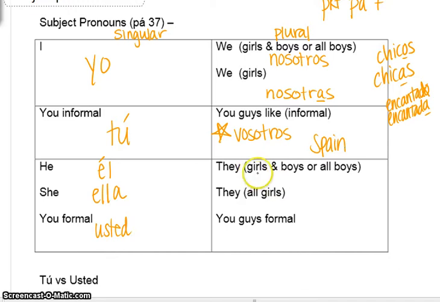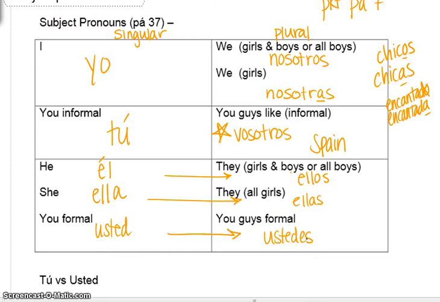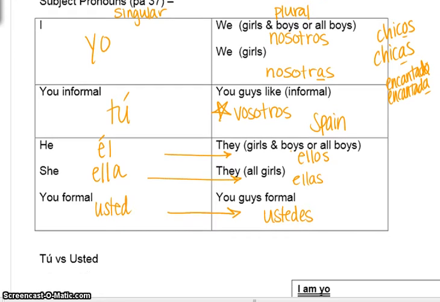They, if it's girls and boys or all boys, is ellos, and it kind of looks like él, but we made it plural. If it's all girls, we're going to use ellas, add an S. And if it's you guys, it's not usted, but it's ustedes. So you do have to memorize these different subject pronouns that we have here, but we're going to go over a little bit more about them down below.